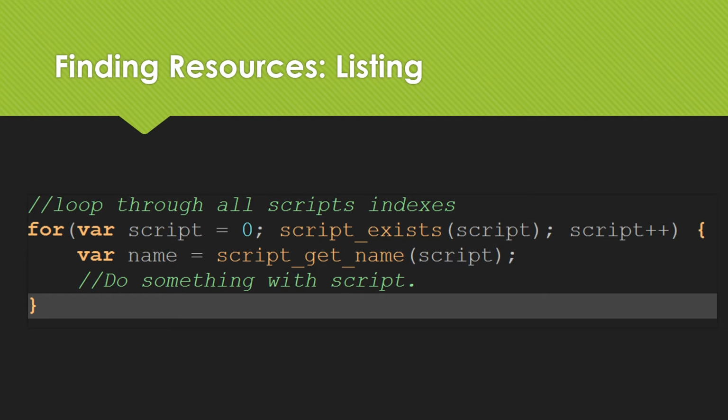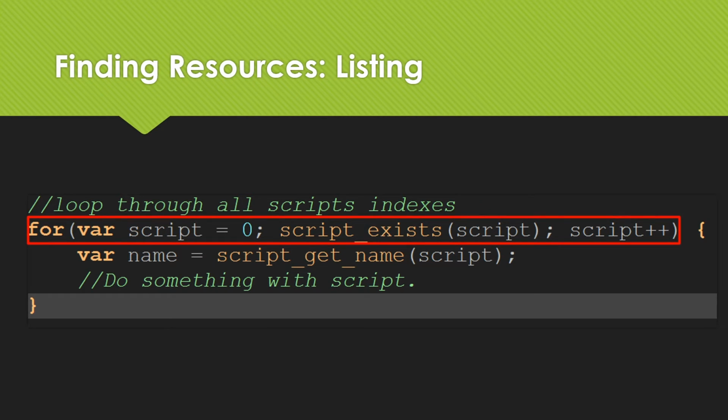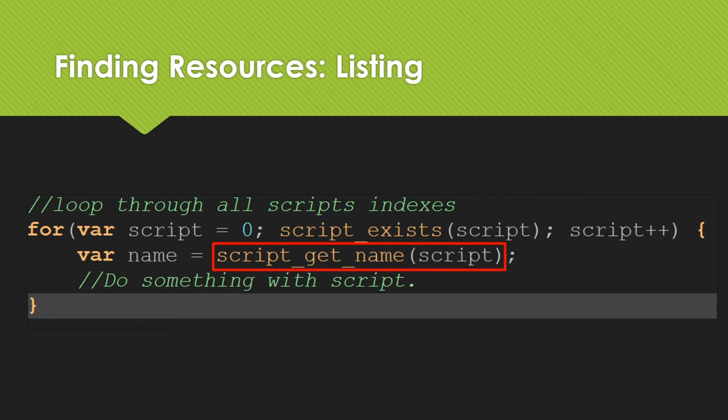So, how do you actually go about finding resources in GameMaker Studio? The first method that I'm going to show you is listing, and it's very nice if you want to find resources that don't have a specific name, that have maybe a prefix and so on. This is the general idea of the script: you first loop through all the indices that the scripts could have, so from 0 to whatever, and the way you stop is by using script_exists. This will return false if the script does not exist, therefore stopping the loop. You can then get the name of the script using script_get_name, which is what you will use to determine what to do with that script.